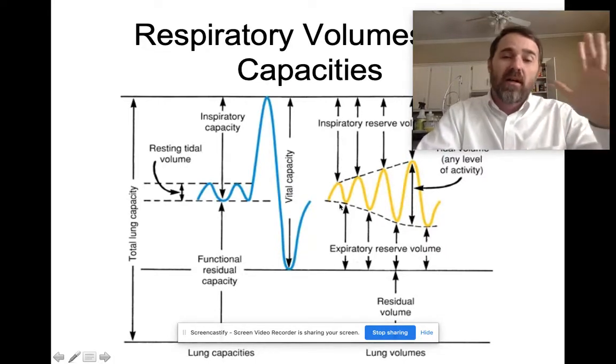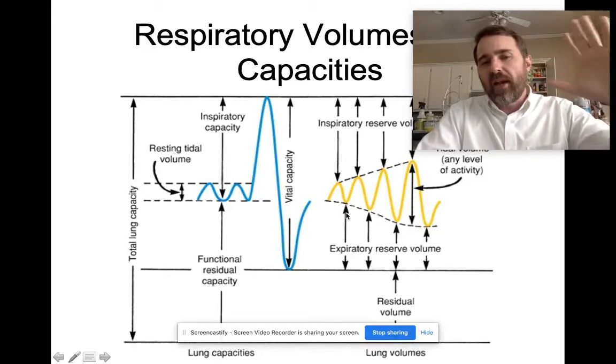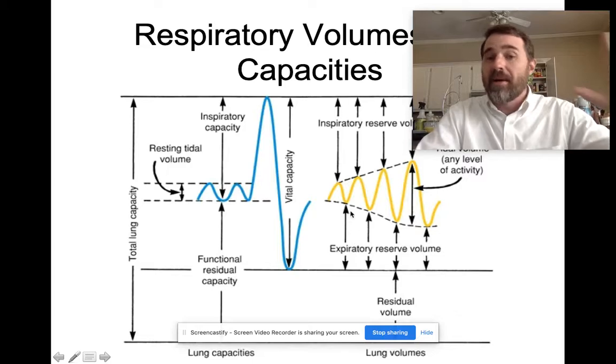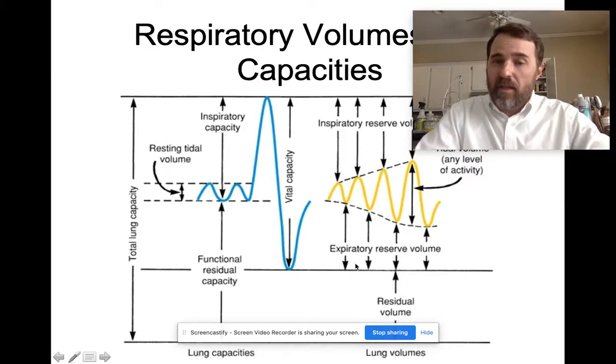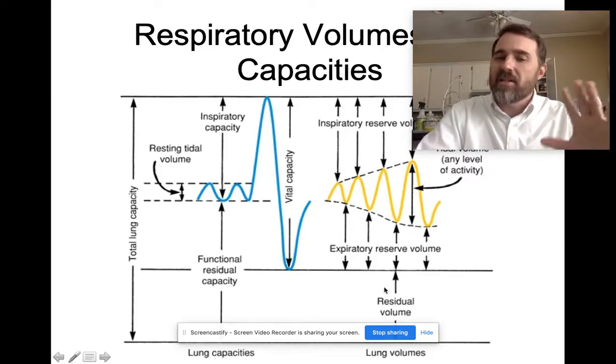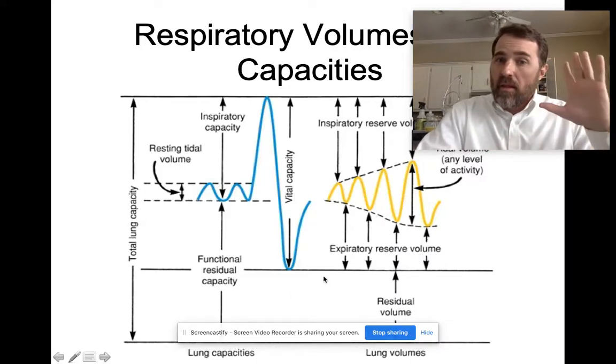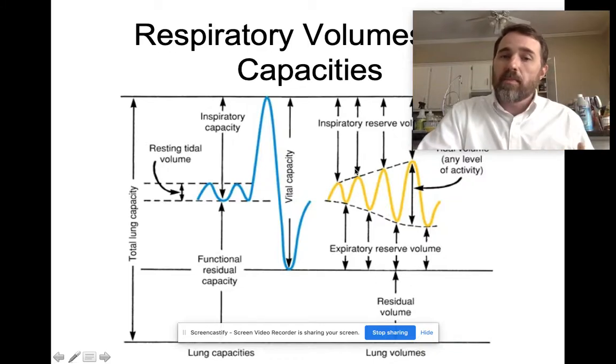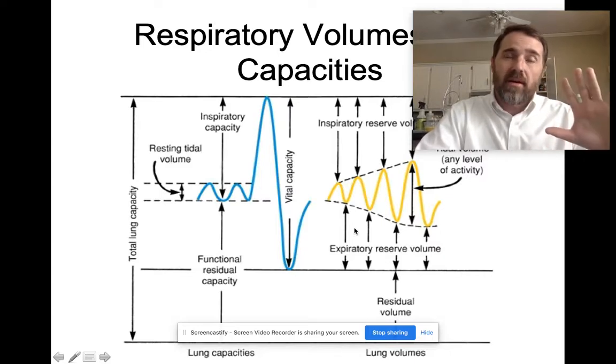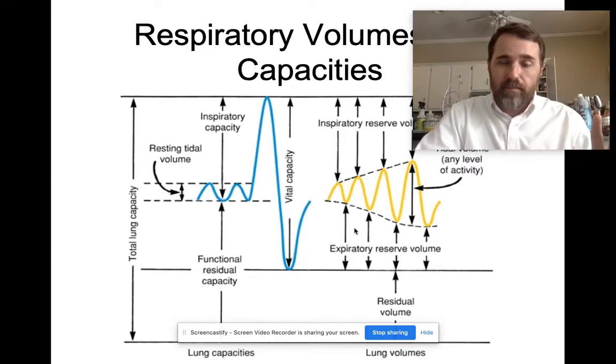That volume of air that I can push out after a tidal expiration is my expiratory reserve volume. But as I said, even after I pushed all that air out, I still had air left in my lungs, and that's the residual volume. So tidal volume, residual volume, inspiratory and expiratory reserve. Those are the respiratory volumes.